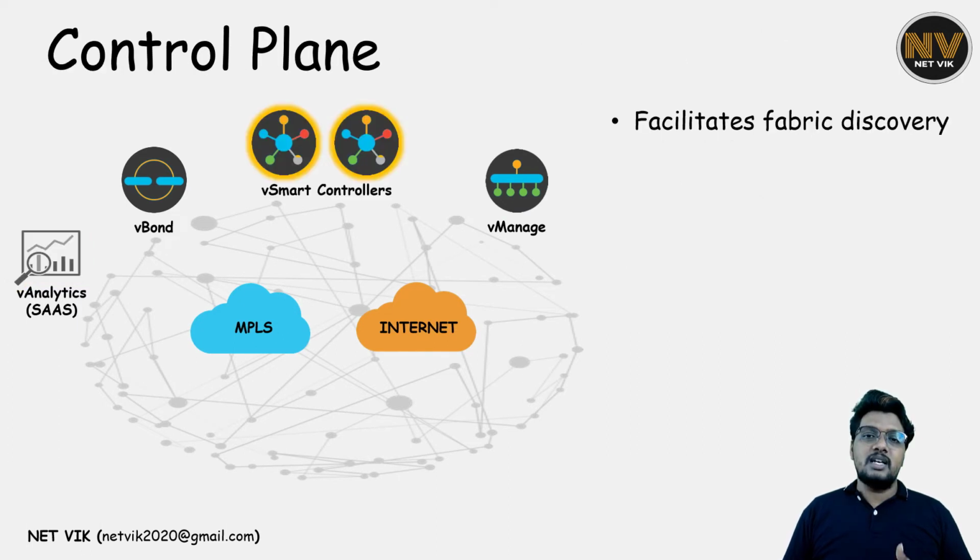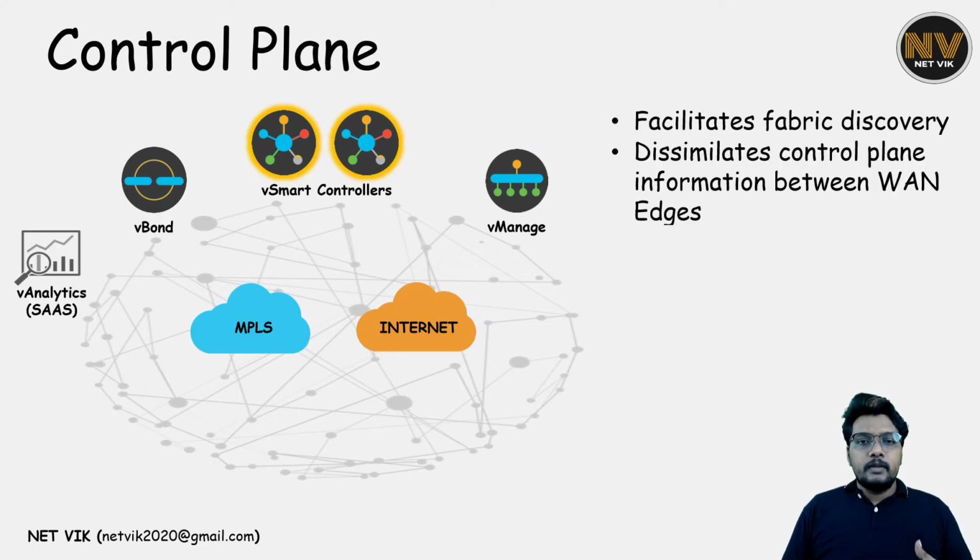Next, let's look at the control plane component of the Cisco SD-WAN solution, which is the vSmart. It facilitates fabric discovery. vSmart is the device which shares the control plane information between the WAN edge routers in all the sites. The SD-WAN routers don't share the routing information directly between them. vSmart is very similar to a BGP route reflector, but with advanced functionalities. It disseminates control plane information between WAN edges, meaning it shares the routing updates between SD-WAN routers in different sites. It sits in between, so the routers don't exchange routes directly; they always exchange via the vSmart.